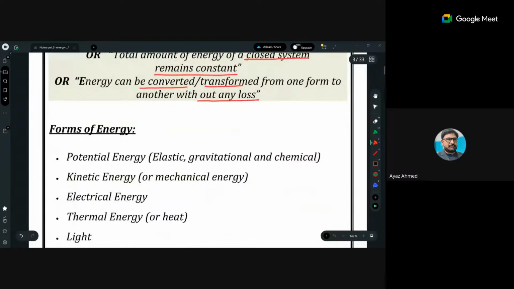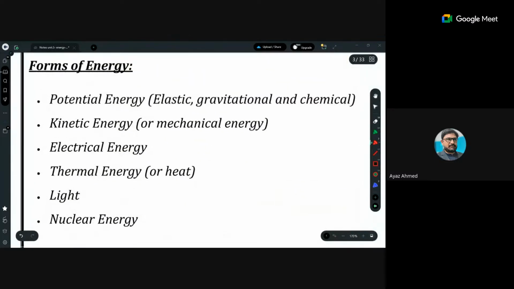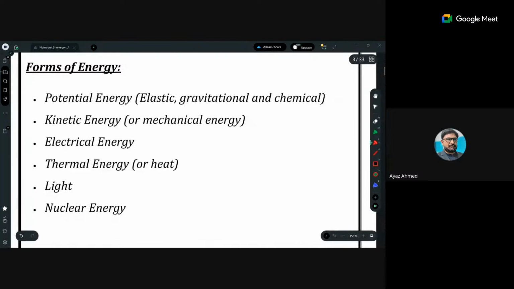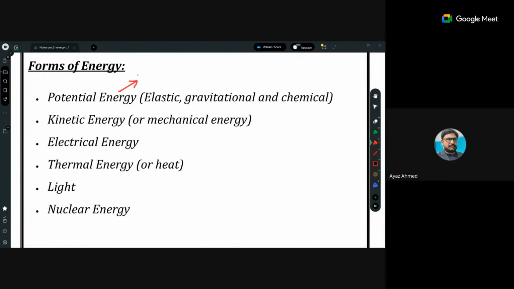Okay, now there are forms of energies. As I told you, I will discuss these forms of energies now. There are several forms of energies which are actually considered in our daily life. One of them is potential energy. Potential energy is a sort of hidden energy, right? Why is it potential? It is hidden energy. That energy can be of further types. That can be elastic potential energy, gravitational potential energy, chemical potential energy.